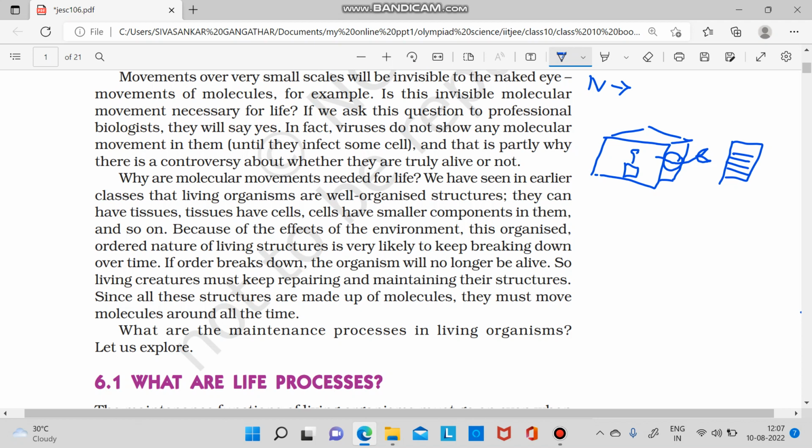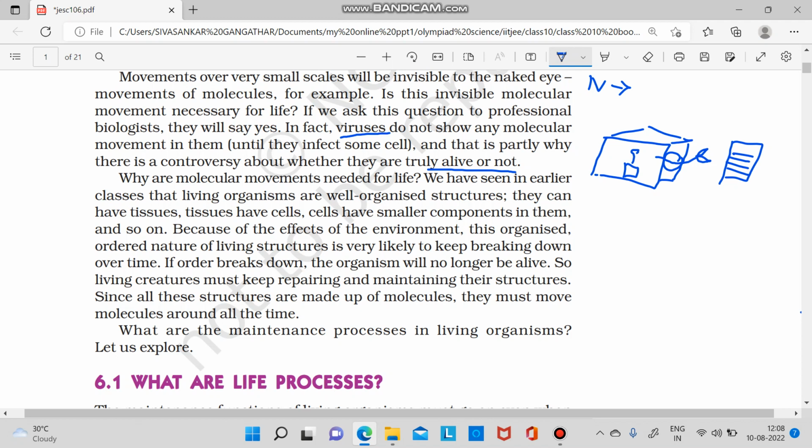In fact, viruses behave both as a particle as well as a living thing. It's an infectious particle. Once they are inside the body, they function as an alive organism. And that's partly why there is a controversy about whether it's truly alive or not. Inside the organism, this infective particle appears to be alive. It reproduces.